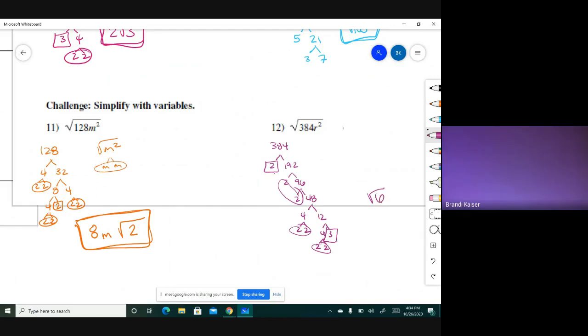My r, remember, square root of r squared. This would just be r and r. So r moves to the outside. And for my pairs, I have 2, 2, and 2. Okay, same thing as with the 128. That becomes 8. So 8r radical 6 would be my final answer. Okay, that's the most simplified version I can get.